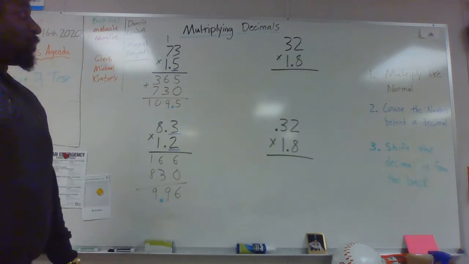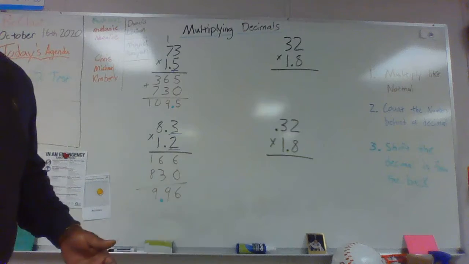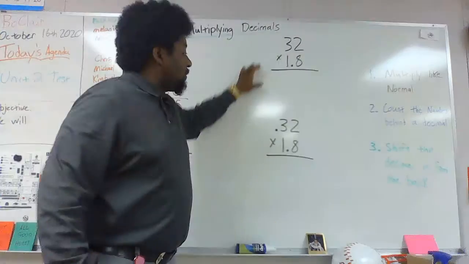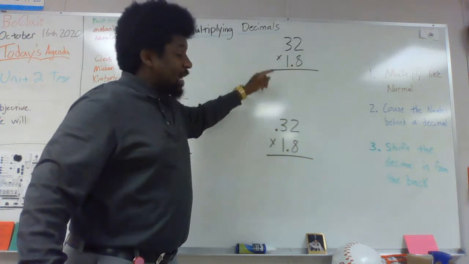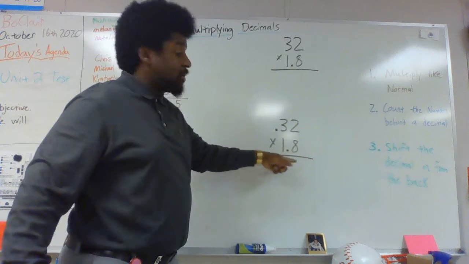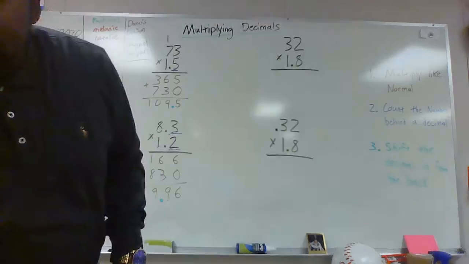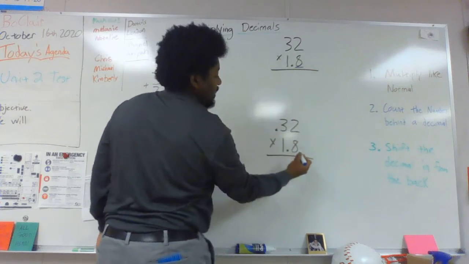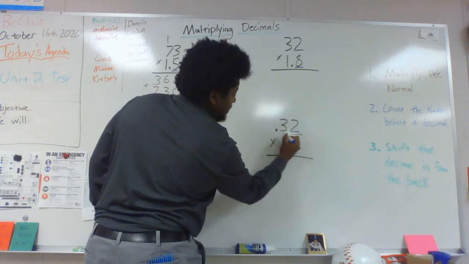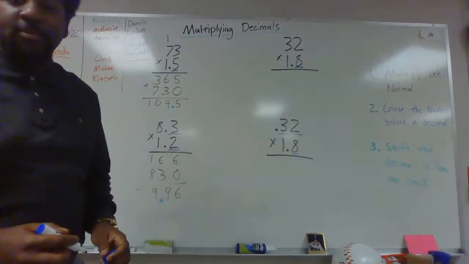Y'all, please be careful when you're multiplying numbers. Make sure that you're counting the decimal. The next thing I want to show you is these two problems are very similar, except this is 32 times 1.8, and this is 0.32 times 1.8. The only real difference between these is this one has one number behind the decimal, and this one has 1, 2, 3 numbers behind the decimal.